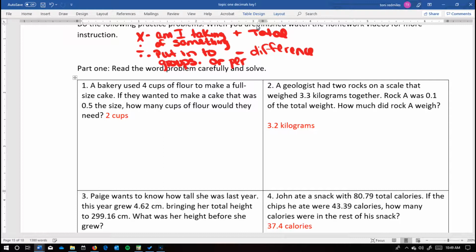Okay, so this one is an of. Am I taking of something? I am. I'm taking 0.5 of the 4 cups, okay? So this is a multiplication problem. You also could have said I'm putting into groups of 0.5, okay? You could have done that, okay? But you would have had to say I'm making 0.5 groups, which is half groups.